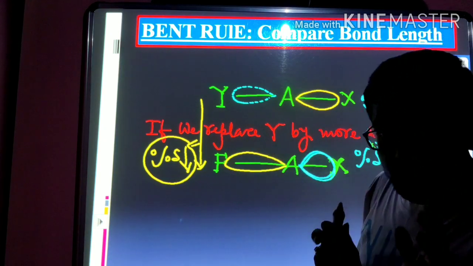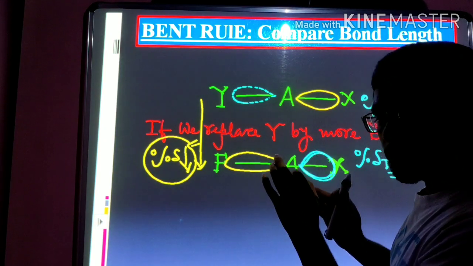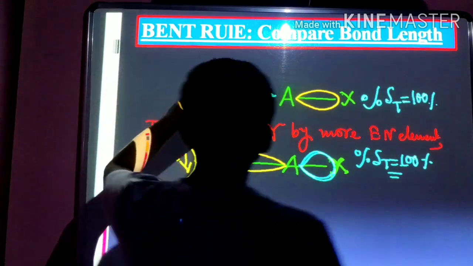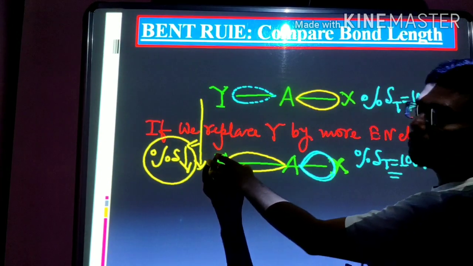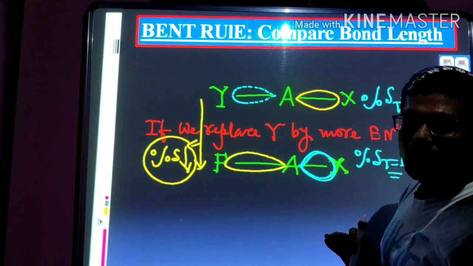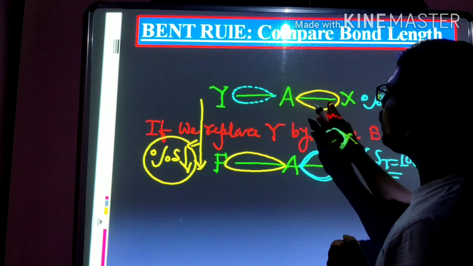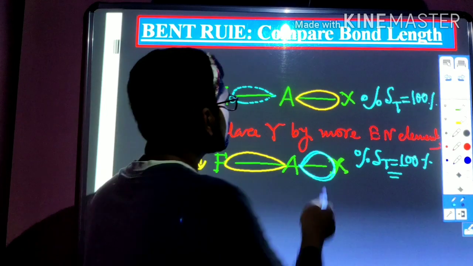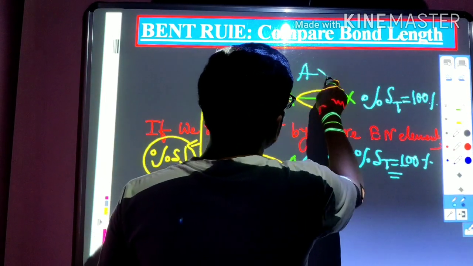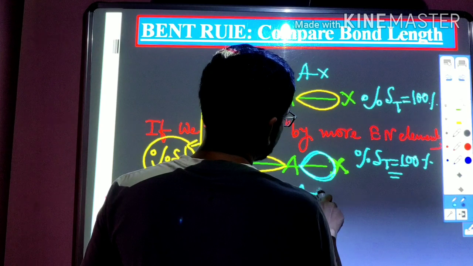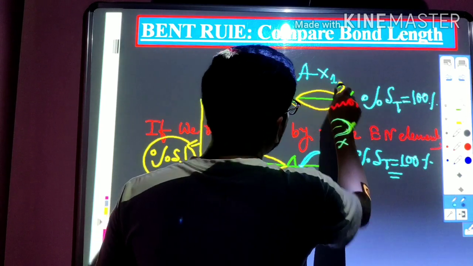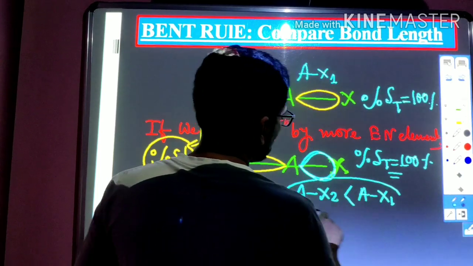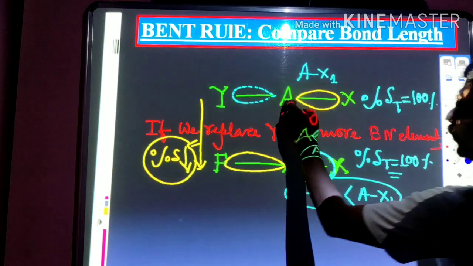So what I am trying to say, and now going to conclude, is that when you replace this Y by a more electronegative element, what will happen to this bond length? This bond length will be shorter. So the AX bond length here and the AX bond length here, say here 1, here 2. Then what will happen? This is the AX bond length, and the AY bond length.